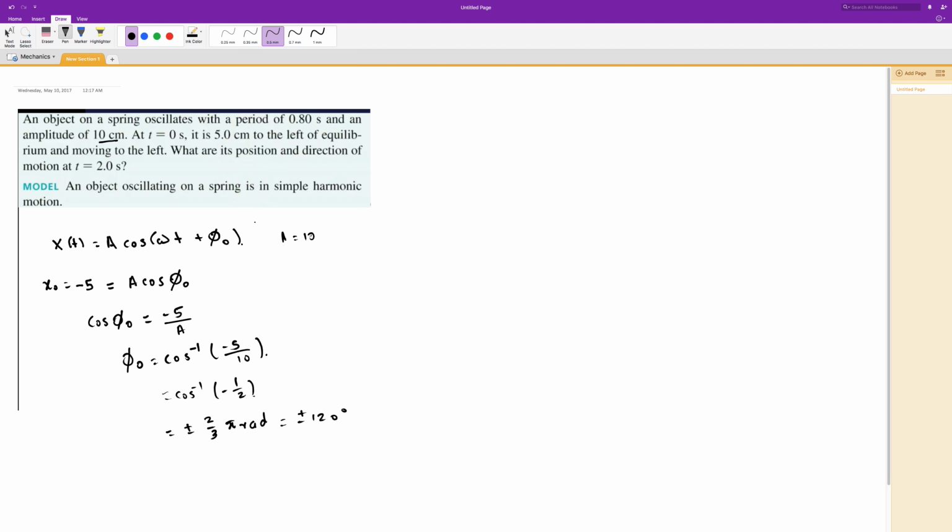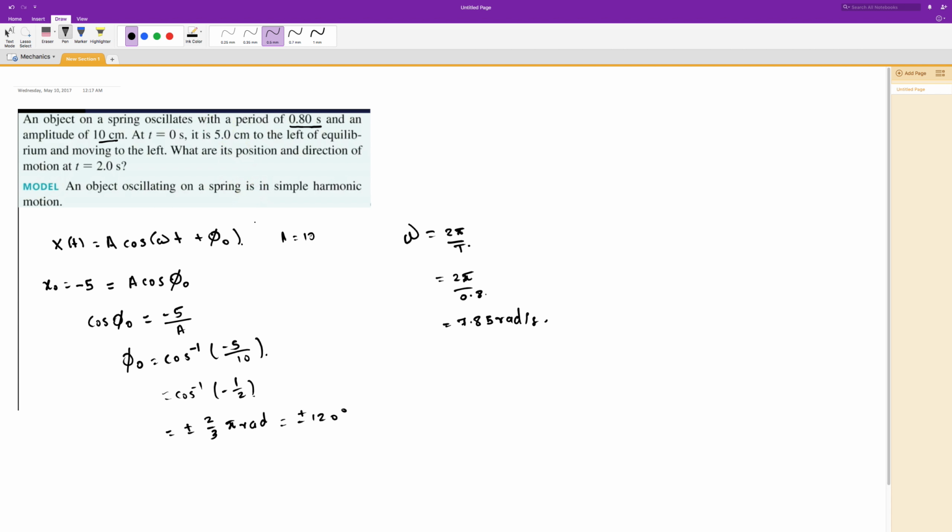So we have the phase constant. Now we have to find the angular frequency. So let's see how we can do this. We can use this equation, omega is equal to 2 pi over T, because we know the period that is provided, that's 0.80 seconds. So let's see, 2 pi over 0.8, and if you substitute these values, you will get 7.85 radians per second. So this is the angular frequency.